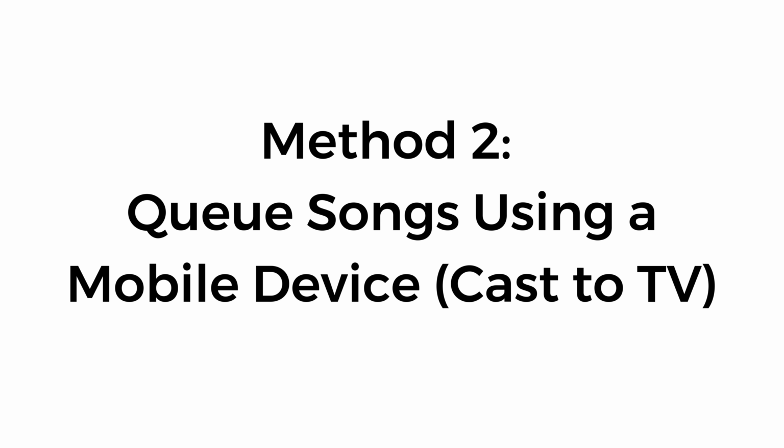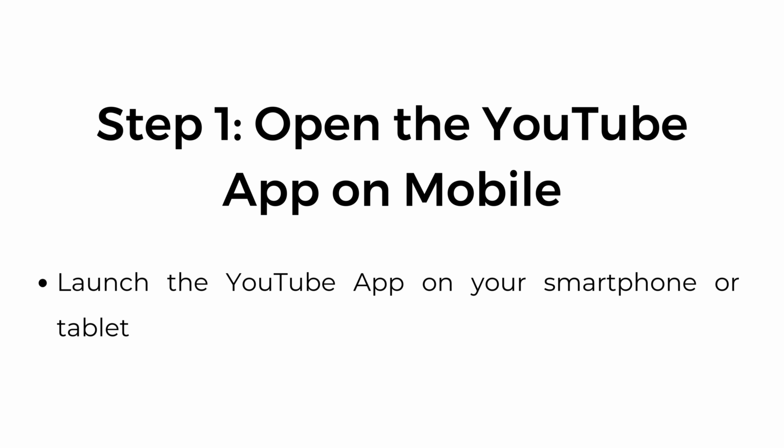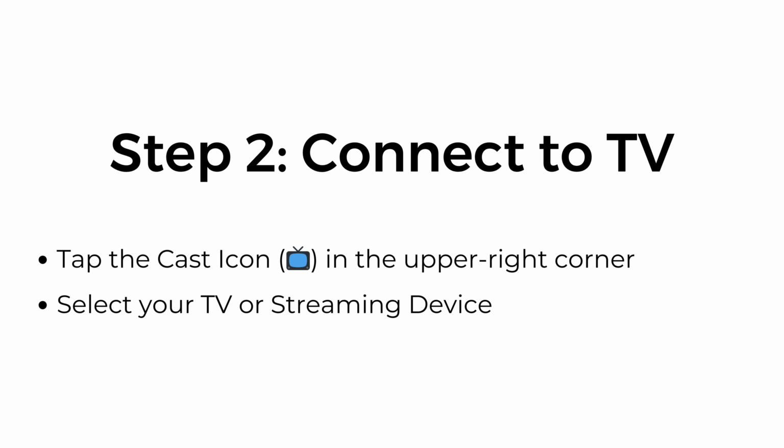Method number 2, queue songs using a mobile device, cast to TV. Step number 1, open the YouTube app on mobile. Launch the YouTube app on your smartphone or tablet. Step number 2, connect to TV. Tap the cast icon in the upper right corner. Select your TV or streaming device.